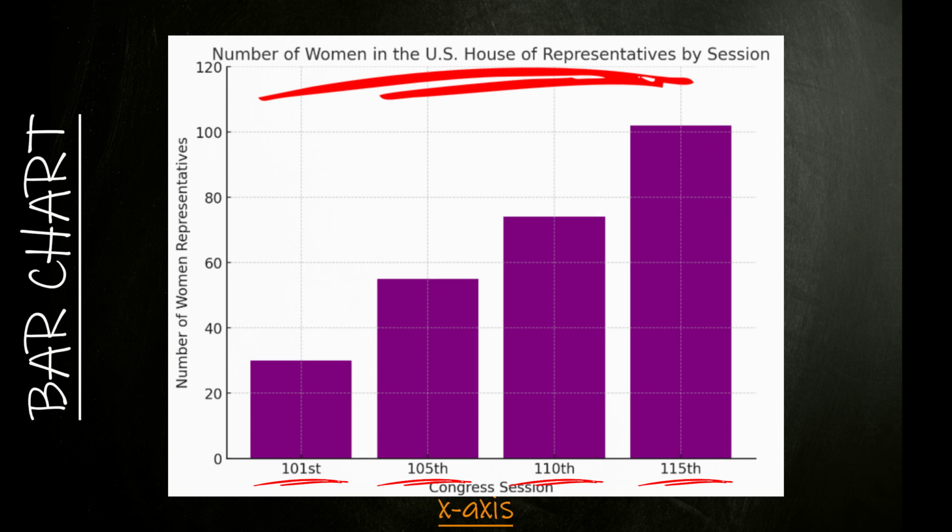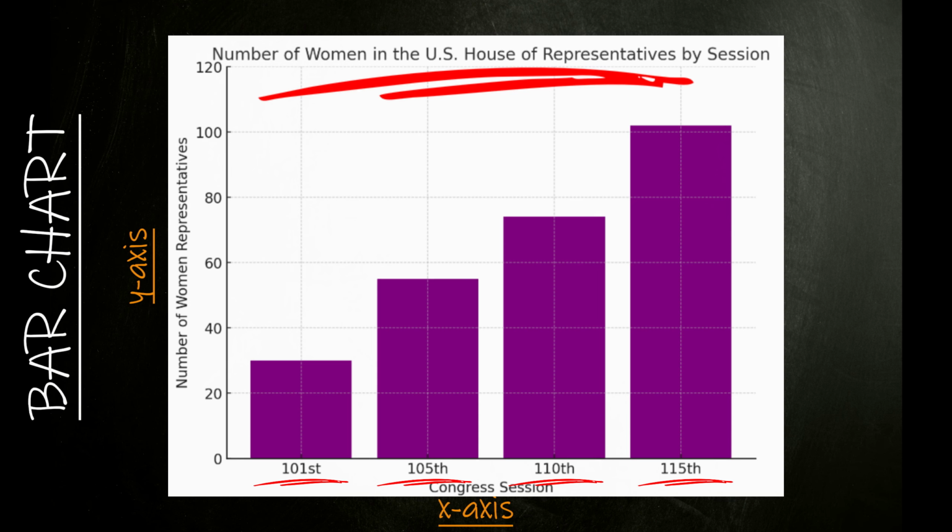Now, shift your attention to the y-axis, the vertical line on the left side. These numbers represent how many women were serving in the House. The higher the number, the more women were in office during that particular session. Now let's talk about the bars themselves, those vertical rectangles in the chart. Each bar represents a specific session of Congress, and the height of the bar tells us how many women were in office at that time. The taller the bar, the greater the number of women serving in Congress.